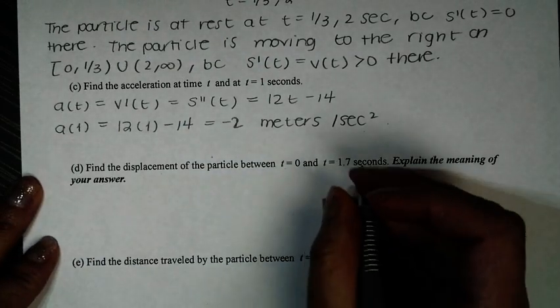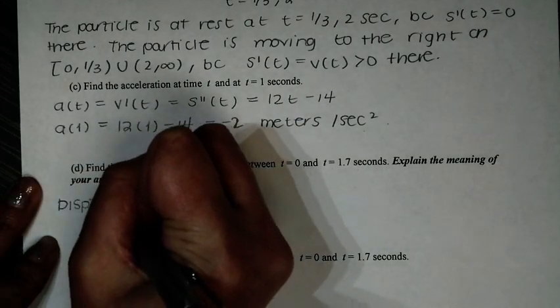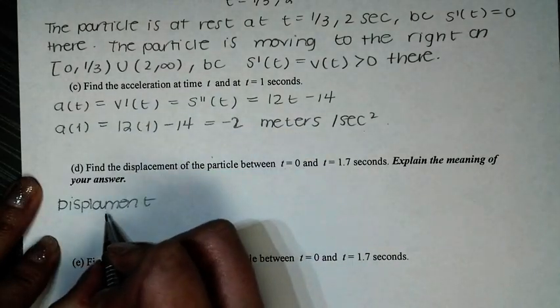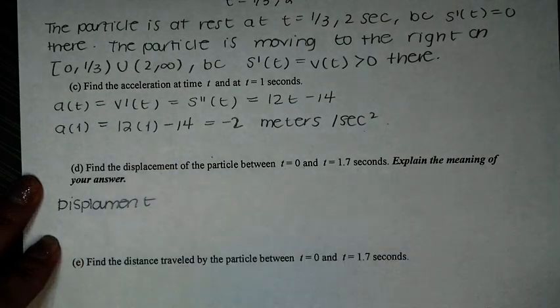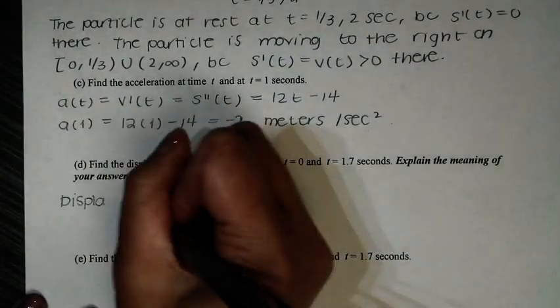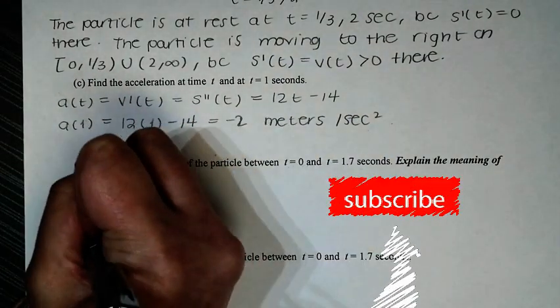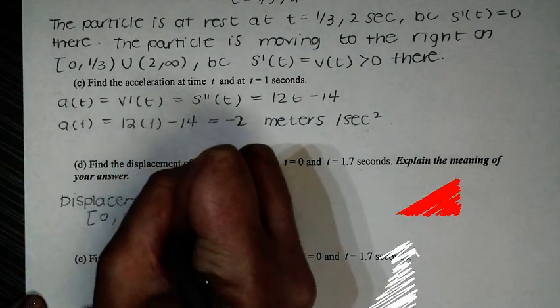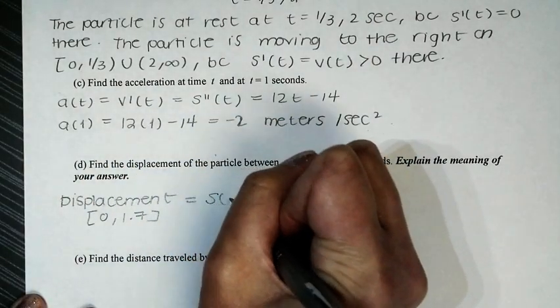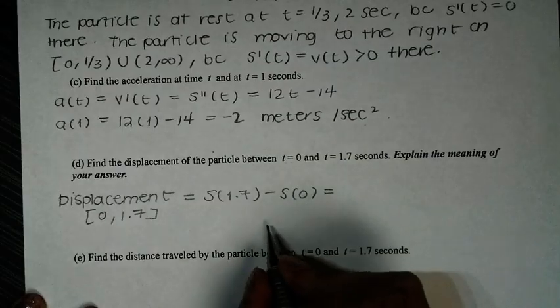So what's going to be displacement here? Since that one is more simplistic, displacement is going to be specifically from 0 to 1.7. I know that it's going to be s of 1.7 minus s of 0. So you need to be careful with the sign there.